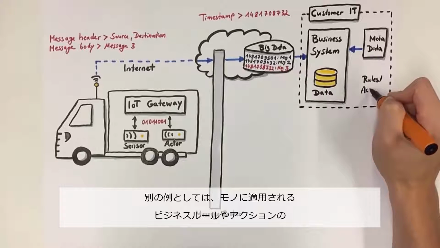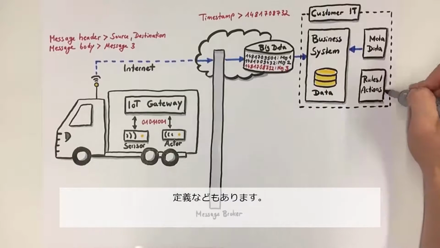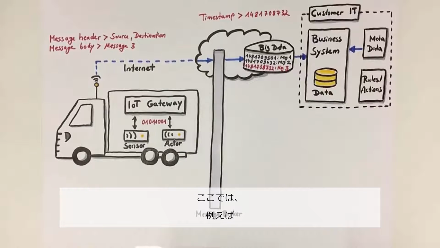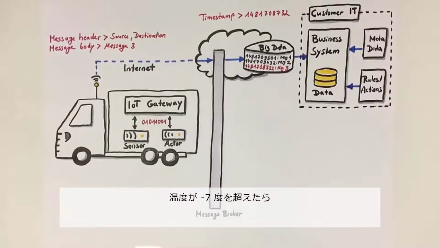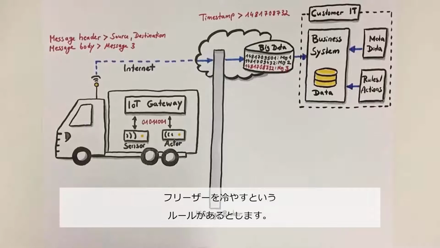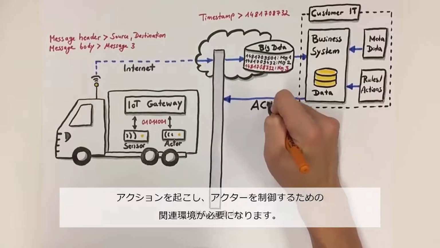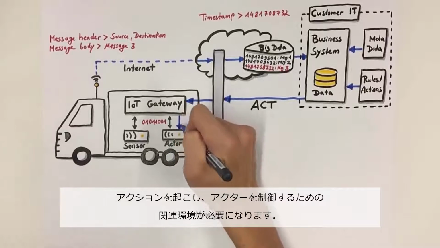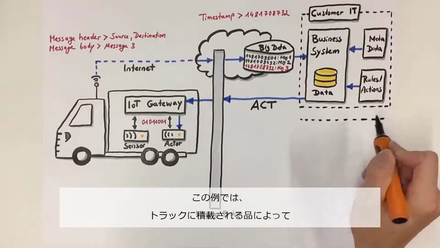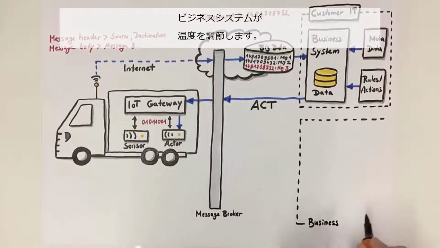Another example could be the definition of business rules and actions that can be applied to things. Here, for instance, we could think of a rule that causes the freezer to be cooled if the temperature exceeds -7 degrees Celsius. These rules and actions can provide a relevant environment to enable the business systems to autonomously act and control actors. In our example, the business system might regulate the temperature based on the items that are loaded in the truck.